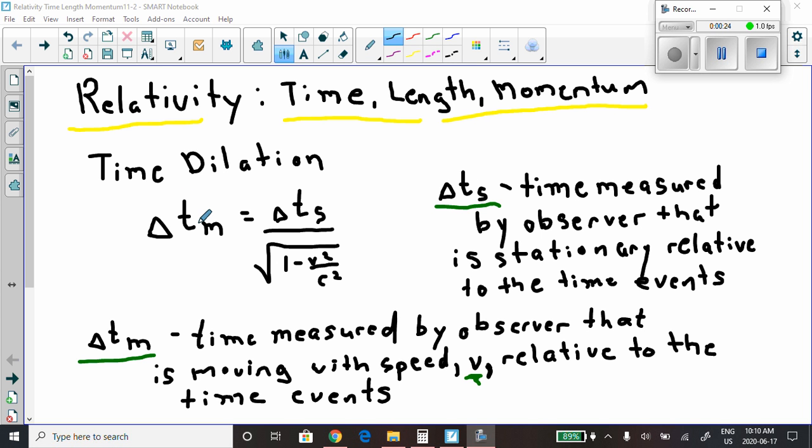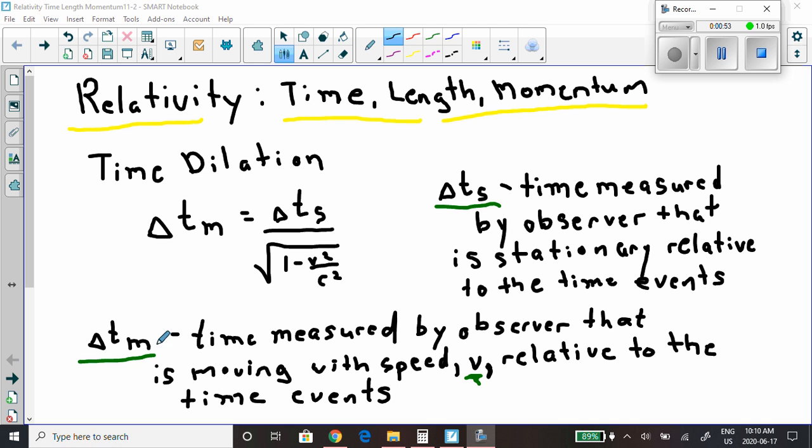And here's the equation. I hope you watched the video already from that series from Caltech. They do a really good job, and then also give you some reading to do. But here is the situation. We have delta Ts here in the equation, and this is time measured by an observer that is stationary relative to the time event. So the time events could be something going on and off.